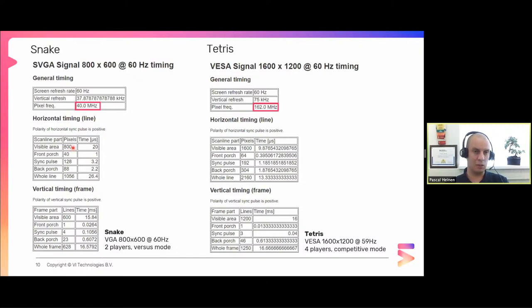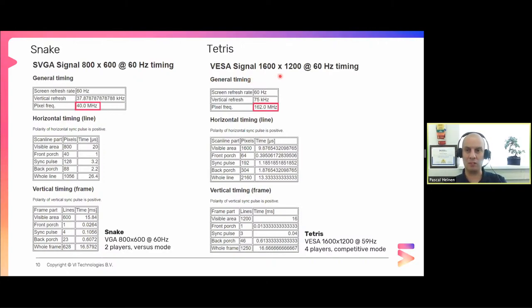For the horizontal line, 0 till 799 will be the visible line. Then you get the front porch, the sync pulse. This is the time that the sync pulse should be 0 or low. Then you go high again, and a whole line takes 1056 single cycles exactly. So you don't have to look at this timing. You can just count cycles, which makes it very easy to implement displays.